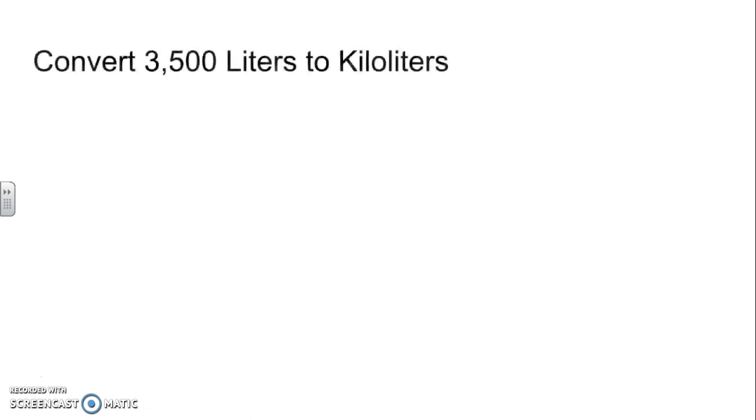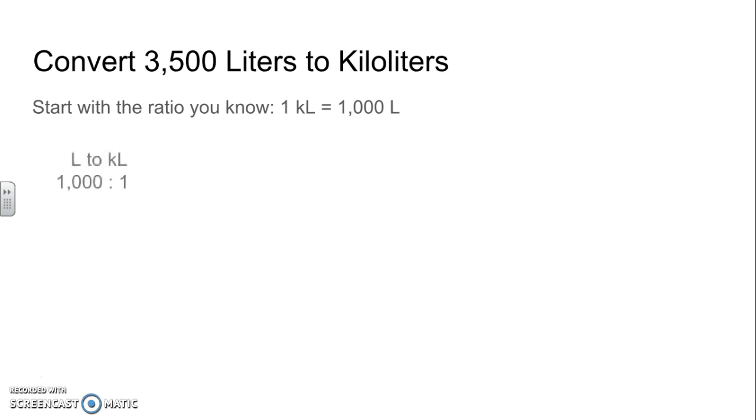First, we're going to convert 3,500 liters to kiloliters. We know that 1 kiloliter equals 1,000 liters. First, we write our ratio. 1,000 liters equals 1 kiloliter, and I put the labels for liters and kiloliters above the numbers. I put my 3,500 liters underneath the liter label.